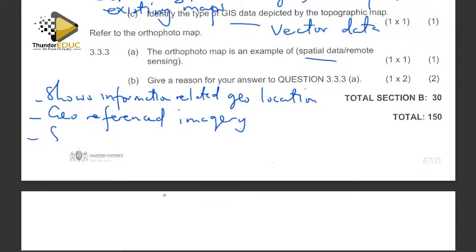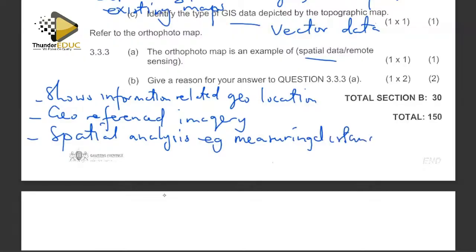And you can also use it for spatial analysis. We can do spatial analysis on the orthophoto map. For example, what we were doing, measuring distance or calculating the area of a given polygon feature. So we can justify that it is spatial data. But in another sense also, remote sensing is applicable because the information was gathered basically through remote sensing, through satellite imagery. So it's a matter of argument.